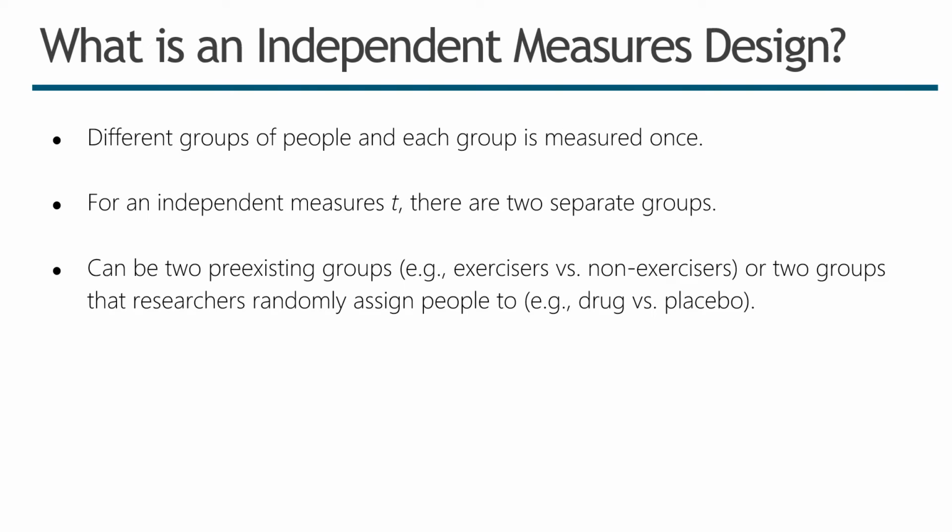You have an independent measures design when you have separate groups of people in your study. So for an independent measures t-test, that would mean that you have 2 separate groups of people. So this could be 2 pre-existing groups. It could be people who currently exercise versus those who don't currently exercise. Or it can be 2 groups that researchers randomly assign people to. It could be like a drug group or a placebo group.